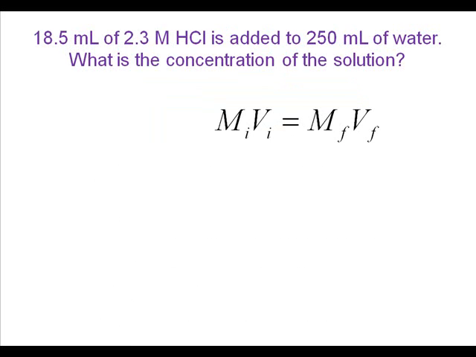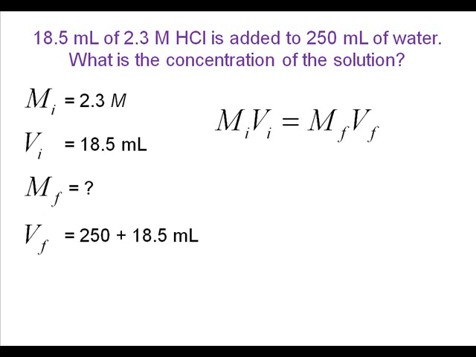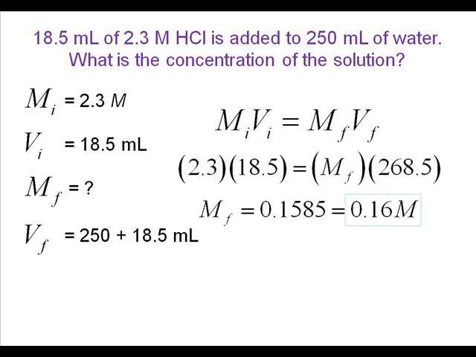So let's take a look at an example. If you have 18.5 milliliters of 2.3 molar HCl, and it's added to 250 milliliters of water, what is the concentration of the new solution? Well, you have an initial molarity of 2.3, that's the stock HCl. It says you took out 18.5 milliliters of it, and the question is, what is the ending molarity going to be if you have 250 plus the 18.5 that you added? You punch the numbers in and you get a 0.16 molarity.